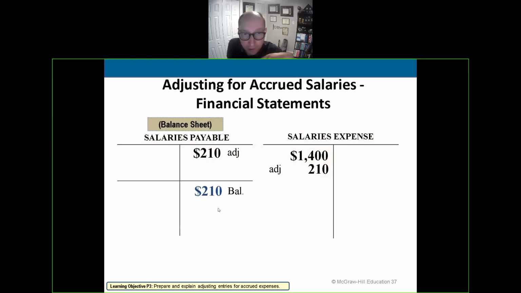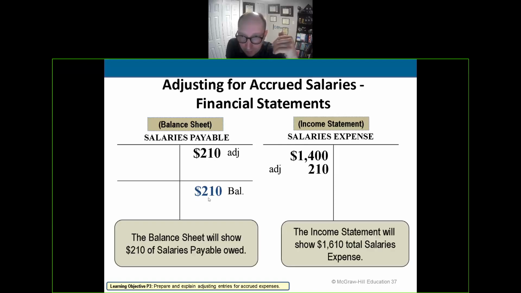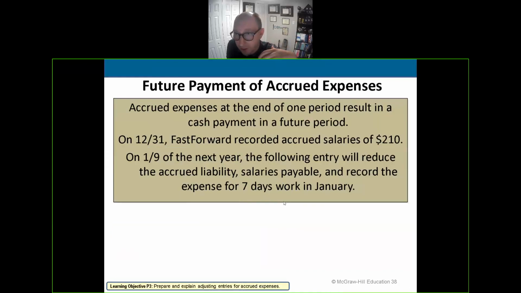And this is what it looks like on our balance sheet. We increased our liability, salaries payable, and we increased our equity account, which is the expense. Oh, I'm sorry, on the balance sheet. Yeah, just a fun example. There's so many different ones.